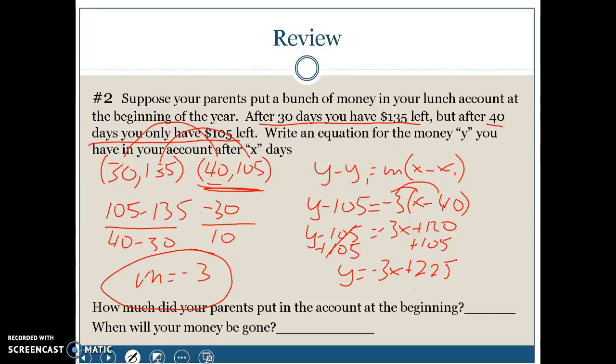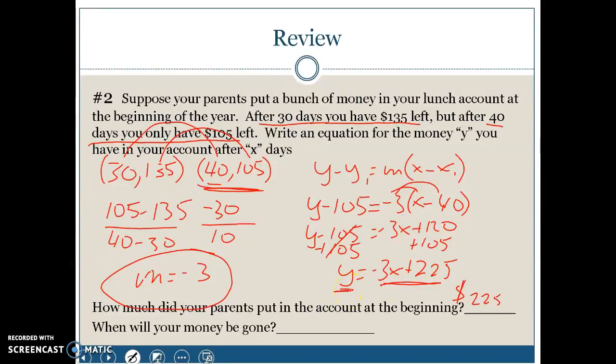So let's see if we can answer these questions. How much money did your parents put in the account at the beginning? Well, that was $225. And then when will your money be gone? Well, that means you won't have any money. So instead of y equaling something, y is just going to be 0 here.